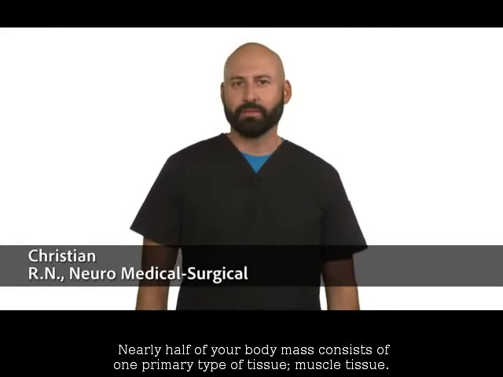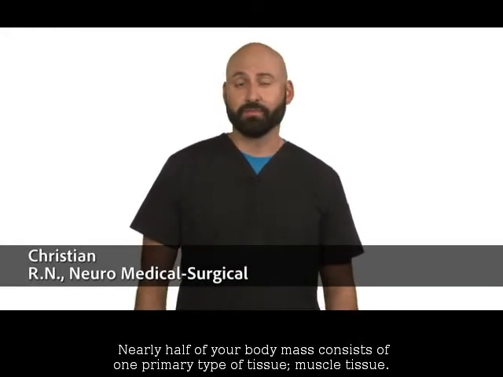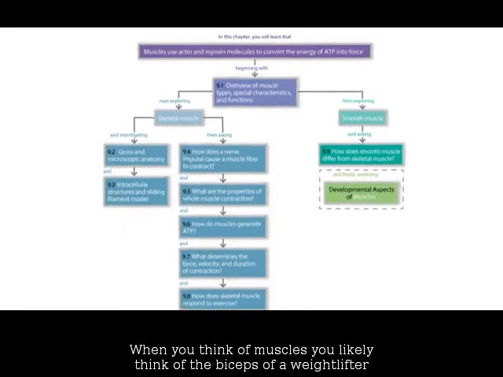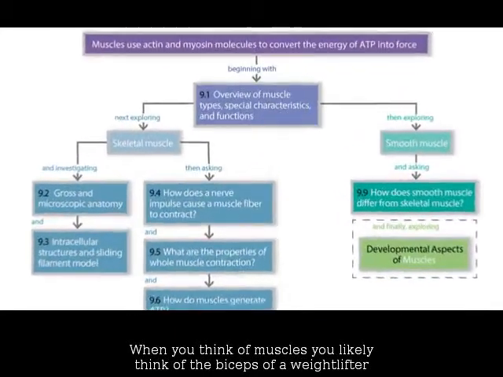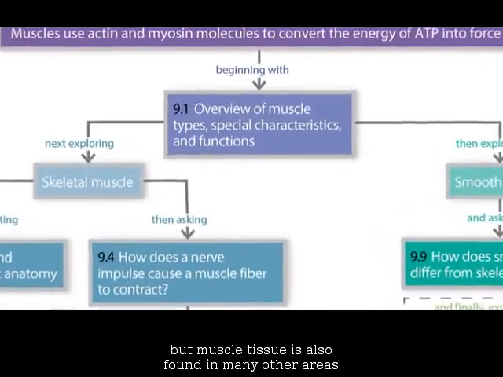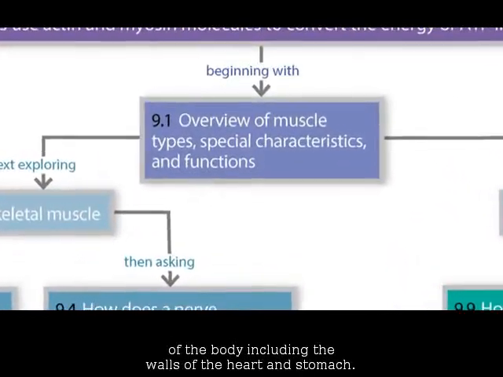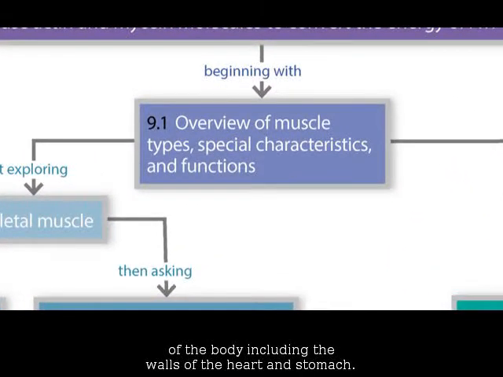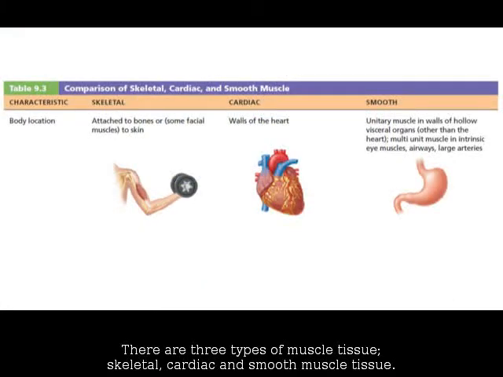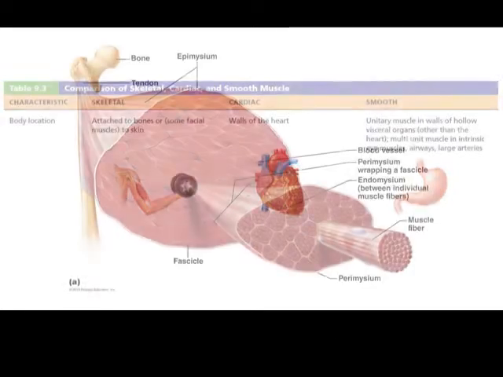Nearly half of your body mass consists of one primary type of tissue, muscle tissue. When you think of muscles, you likely think of the biceps of a weightlifter, but muscle tissue is also found in many other areas of the body, including the walls of the heart and stomach. There are three types of muscle tissue: skeletal, cardiac, and smooth muscle tissue.